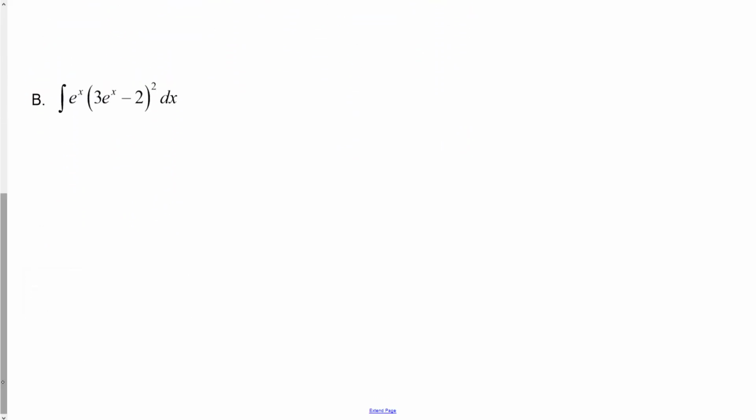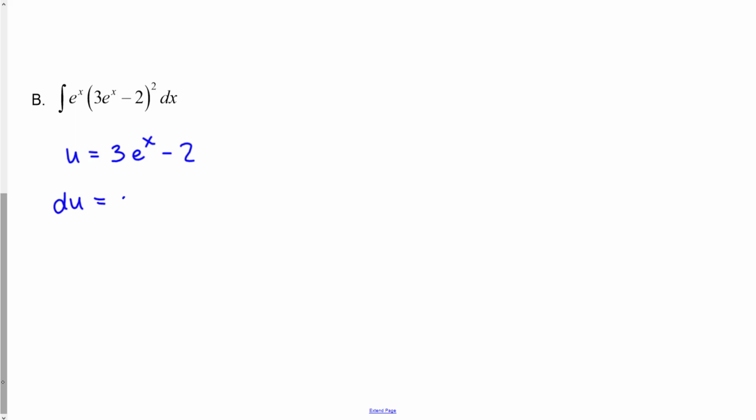Here's another example. The integral of e to the x times (3e to the x minus 2) quantity squared. Here, if I allow u to be the part inside the square, it would be 3e to the x minus 2. Now, normally, we would generally choose whatever the exponent is if an exponential equation exists. But the clue here that that's not going to be the case is that the exponent is just x in these exponential functions. So that's not going to help us any if we do that substitution.